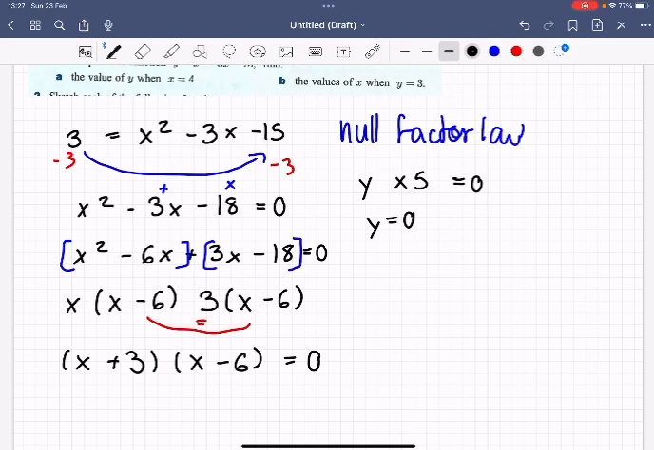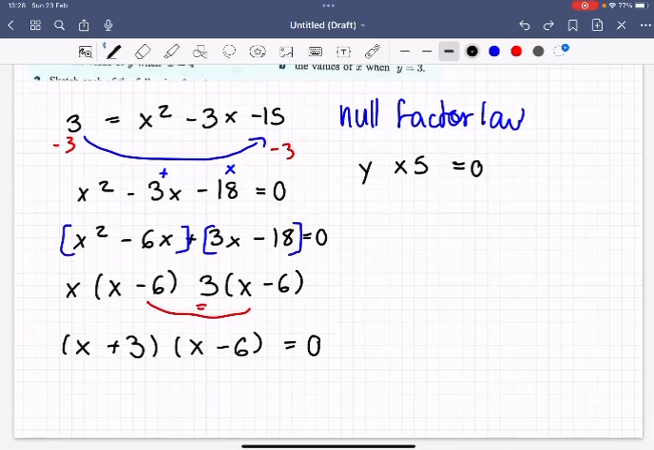Basically what it says is when two numbers are multiplied and they equal 0, one of them has got to be 0, because you just can't get 0 out of nowhere, and any number multiplied by 0 is going to be 0. So we're going to apply the null factor law to this equation. Either x plus 3 equals 0, because they're multiplying each other, or x minus 6 equals 0.